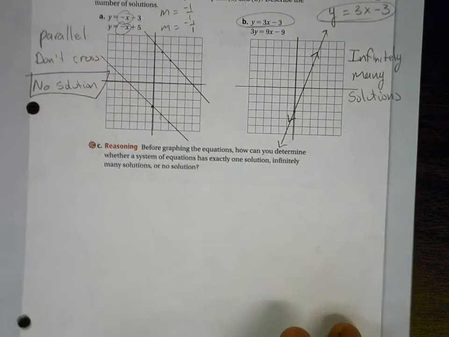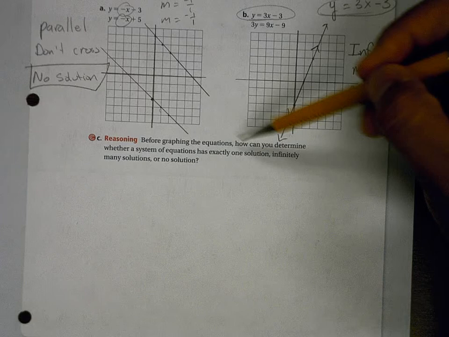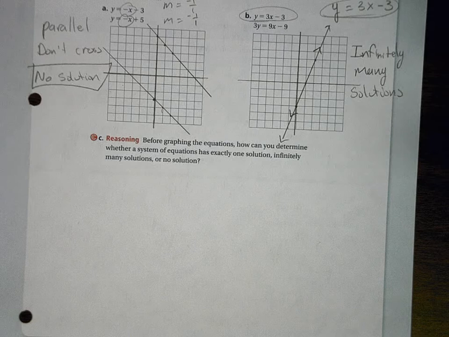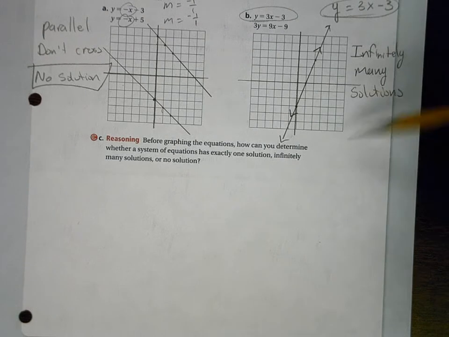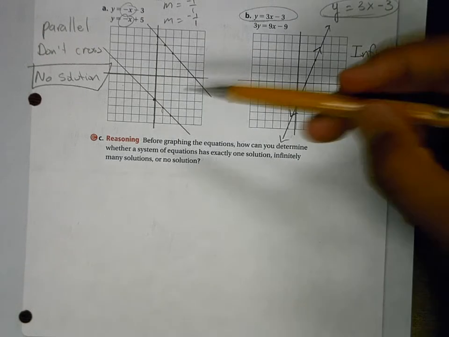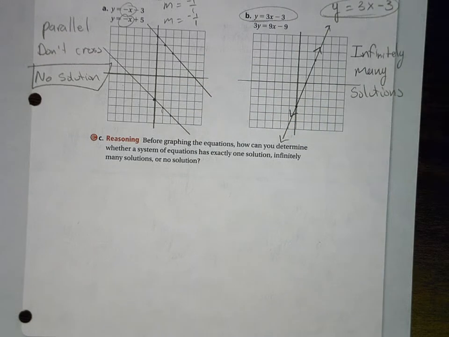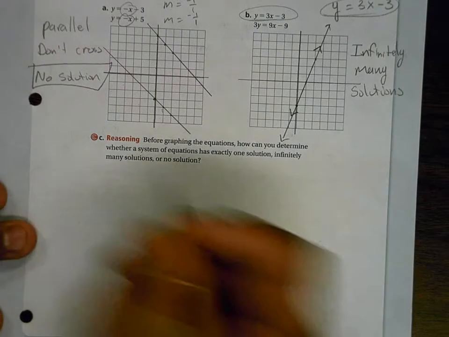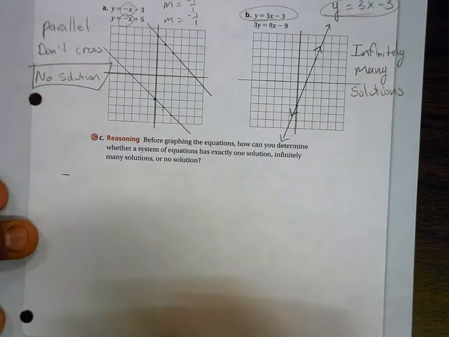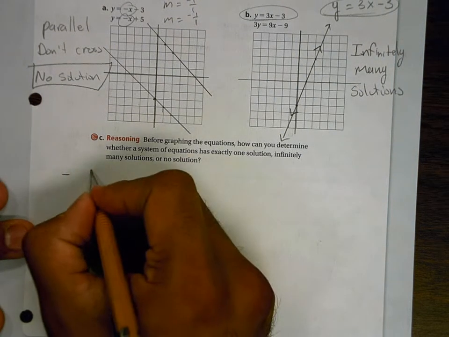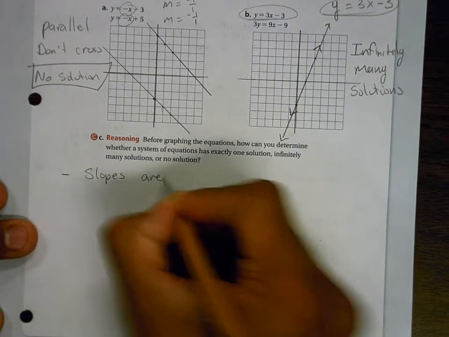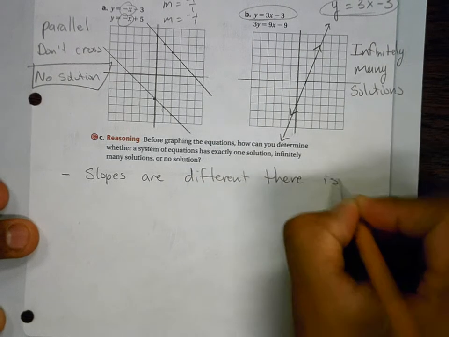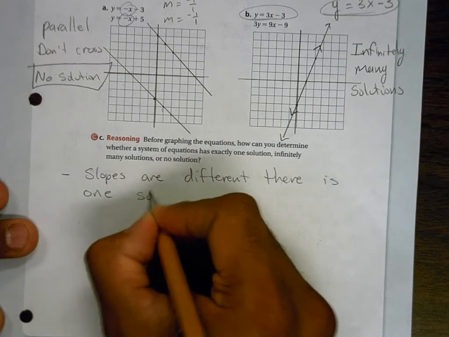So this part C, it says reasoning: before graphing the equations, can you determine whether the system has exactly one solution, which we did in the earlier examples, they just cross someplace, infinitely many, like we did here in part B, or no solution, which we just did here in part A. And so you can actually just look at the equations and tell some things. So for example, let me write some blank sentences here. If the slopes are different, there is one solution. They're going to cross one time.